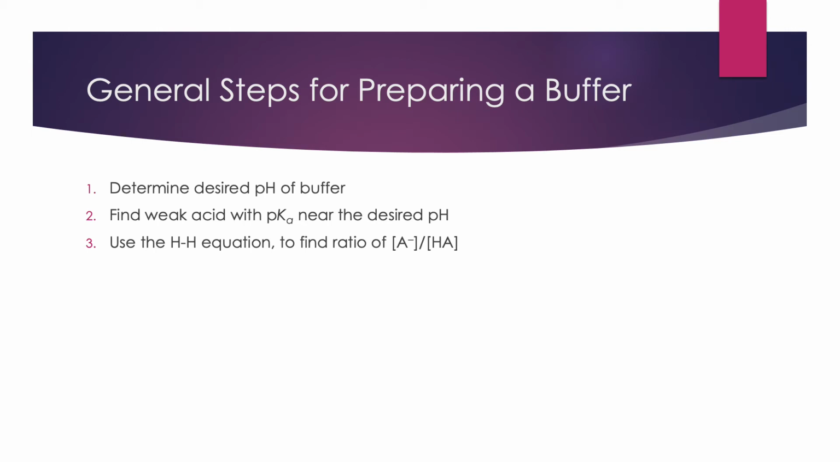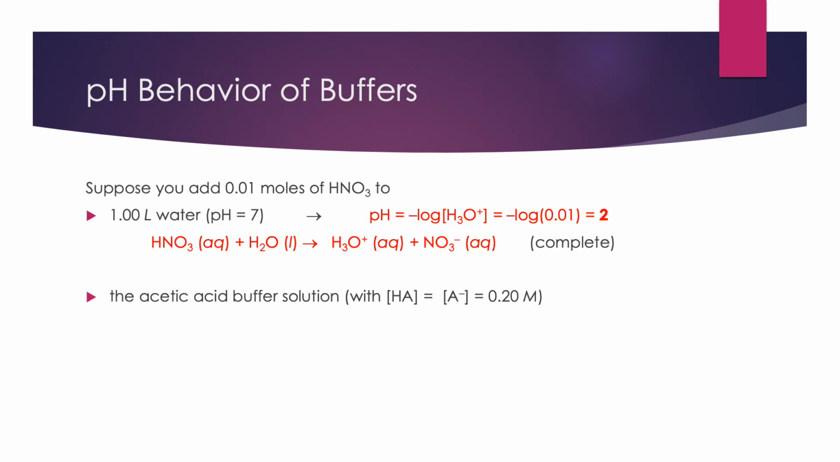So once you have your desired pH, then you look for a weak acid that has a pKa value near that. Okay, that was acetic acid in the example that we worked through. Could be something else depending upon what the desired pH is. You then use the Henderson-Hasselbalch equation to find the ratio of A minus to HA. Once you have that ratio, that tells you what proportions you need to mix those two quantities in your final solution in order to get the buffer of the desired pH.